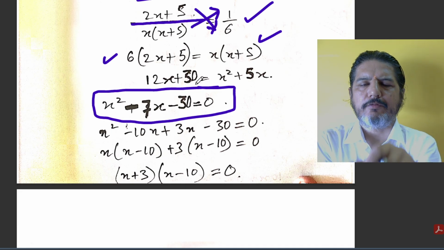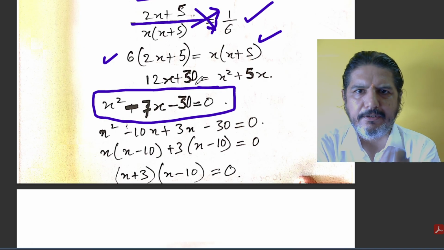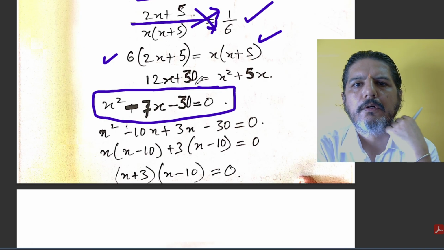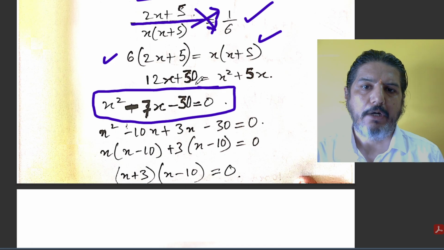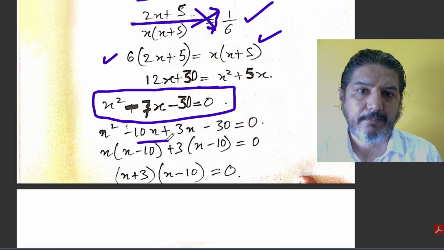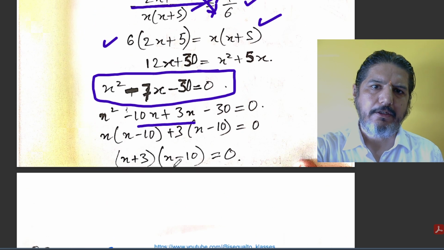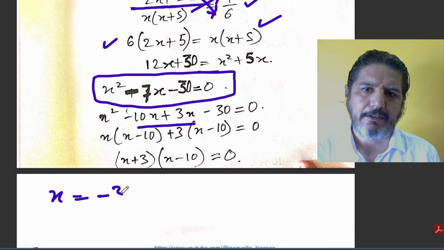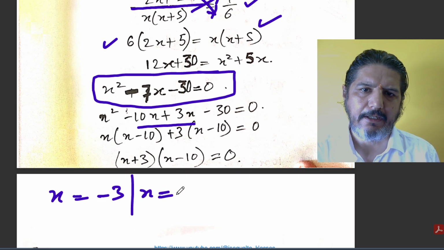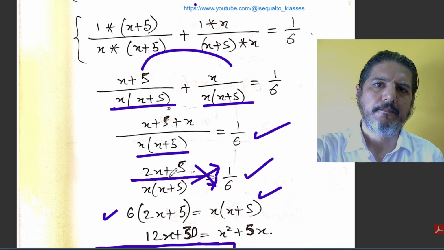Once you reach the stage of the quadratic equation, most of the questions will be done by splitting the middle term. You should know how to split the middle term, very important. So I have split the middle term like this, minus 10x plus 3x. And then I solve and I get two values of x. So one of the values of x is minus 3. Another value is 10.